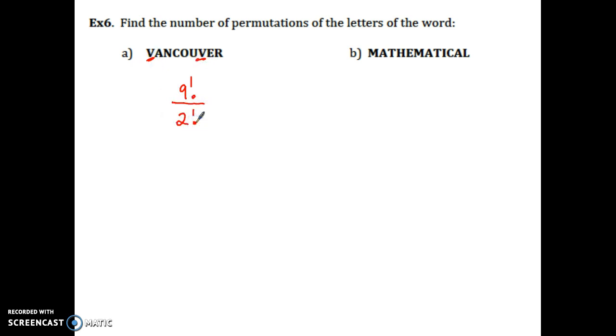When we look at the word mathematical, we can see that mathematical has 1, 2, 3, 4, 5, 6, 7, 8, 9, 10, 11, 12 letters there.